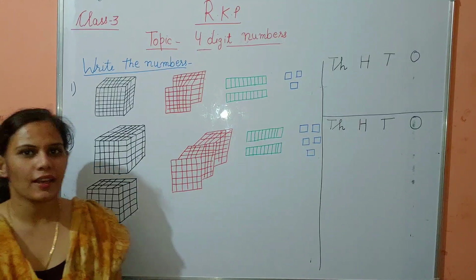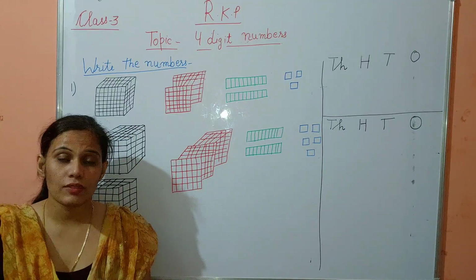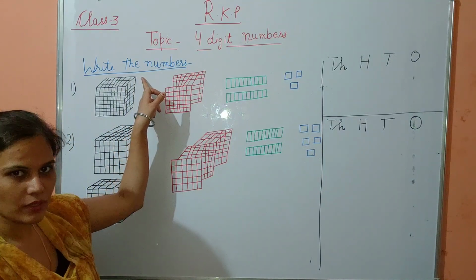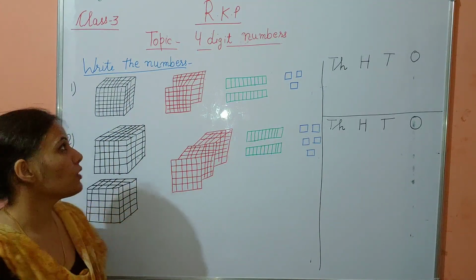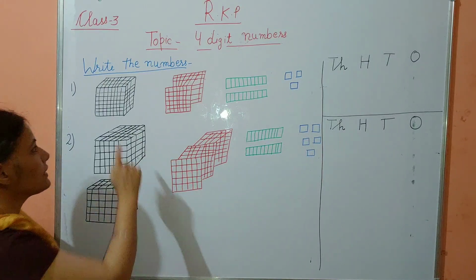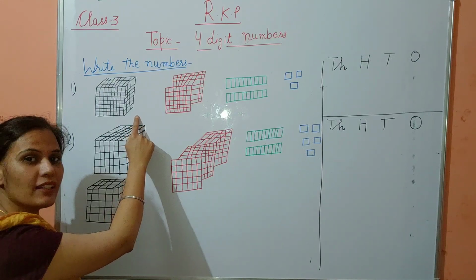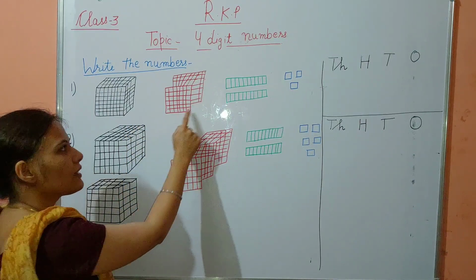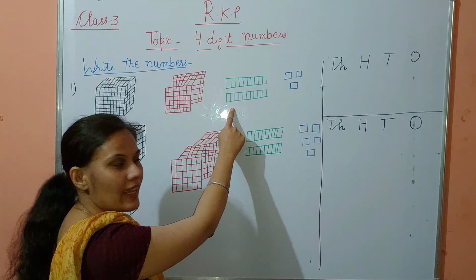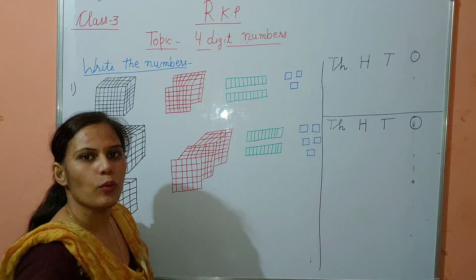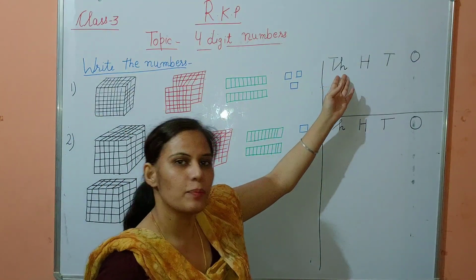Now students, as we have learned 1-digit, 2-digit, 3-digit and 4-digit numbers, now we will learn how to write the numbers with the help of these pictures. This is our first way to write the numbers. This box represents the 1000 place. These layers represent the 100 place. These sleeping lines represent the tens place and these boxes represent the ones place. So you can easily count and write on their places.